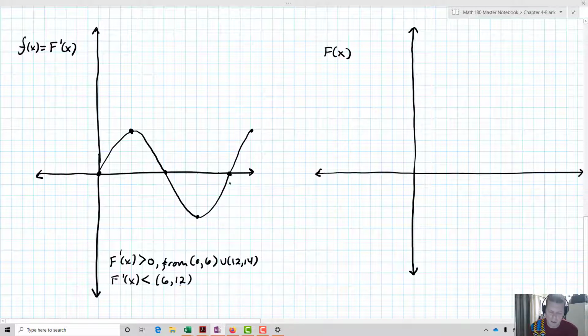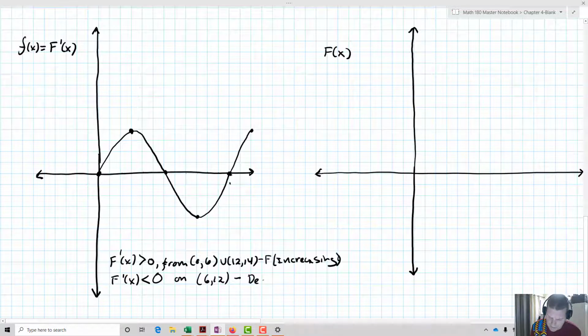So what that means for me is that big F is going to be increasing from 0 to 6 and 12 to 14, and it'll be decreasing from 6 to 12. Okay, which is great. That's good information.